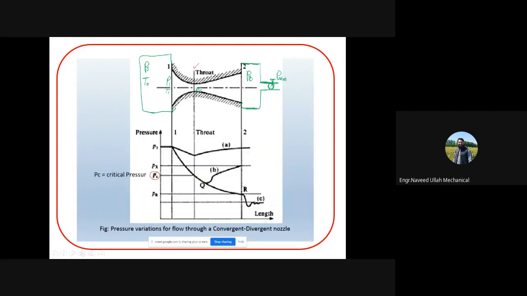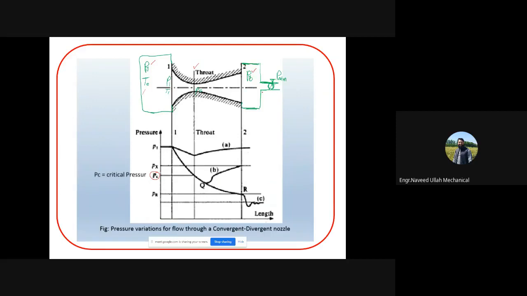Remember, previously we proved that we have a sonic velocity. If you see here, there is an arrangement, for example, where this convergent-divergent nozzle is attached to a reservoir with static pressure P0 and temperature T0. At the nozzle there is pressure P1 and T1, and here there is a reservoir to which the exhaust of the CD nozzle is going, and here the pressure is controlled.